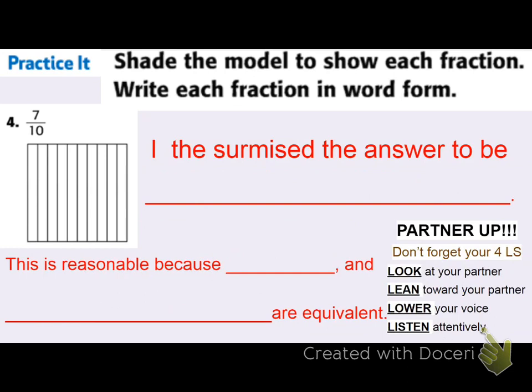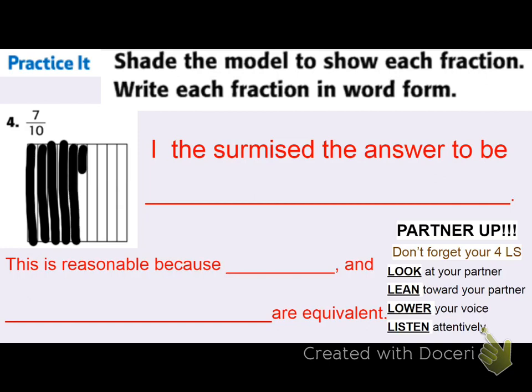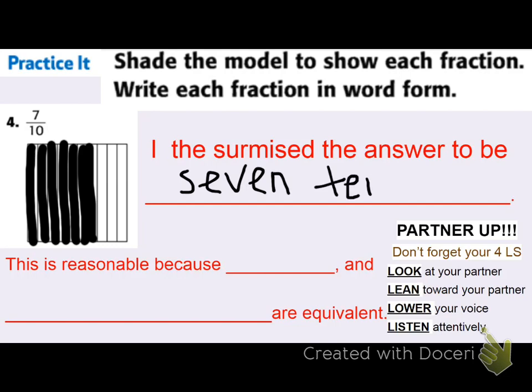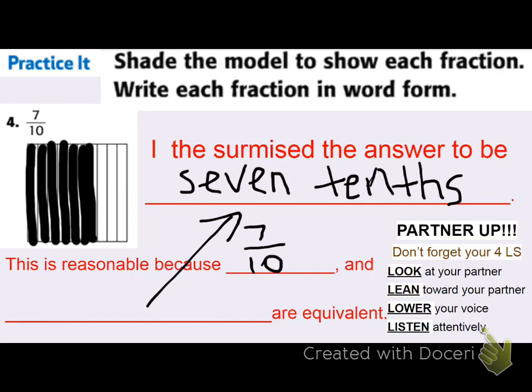Shade the model to show each fraction. Write each fraction in word form. Well, 7 tenths. Right away I notice that there's 10 in the whole figure, so I'm going to go ahead and shade 1, 2, 3, 4, 5, 6, and 7 out of 10. So I surmise the answer to be 7 is the number on top of the fraction. We start with that. And then we have tenths. I'm going to write the place value 10 and then add that THS. Less than 1. It's reasonable because 7 tenths and 7 tenths are the same amount.